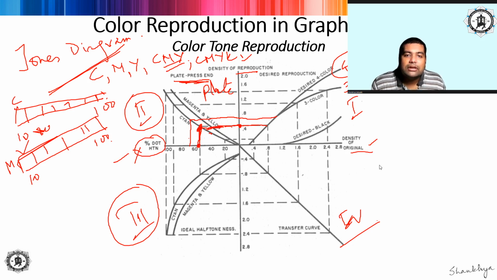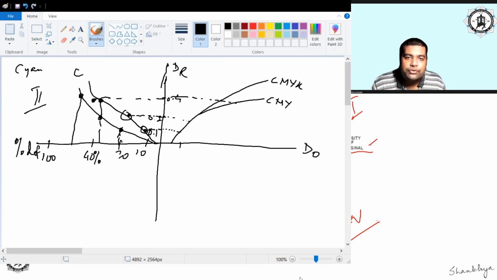So allow me to draw and explain it to you. I will try to draw what I have just explained to you. All right, what I am saying is how to obtain the data in the third quadrant. What is the data in the third quadrant? You want to know for what dot percentage you can get a certain density.